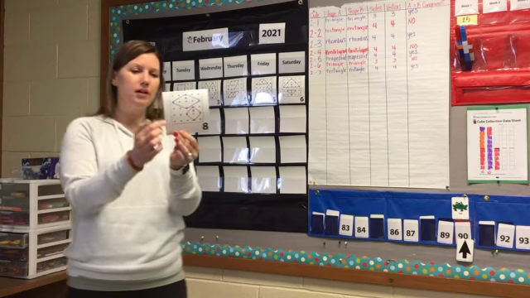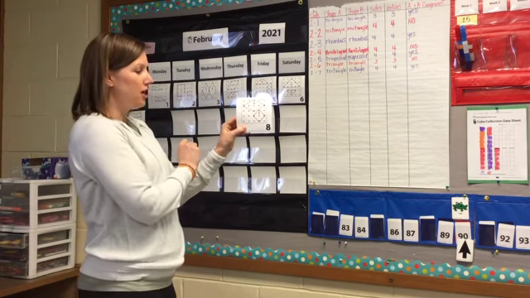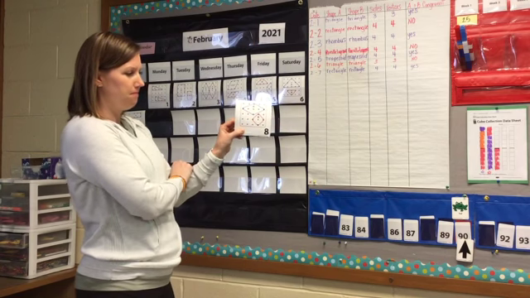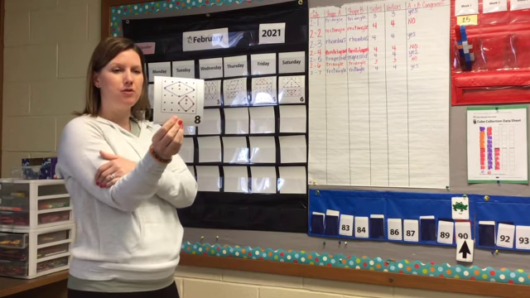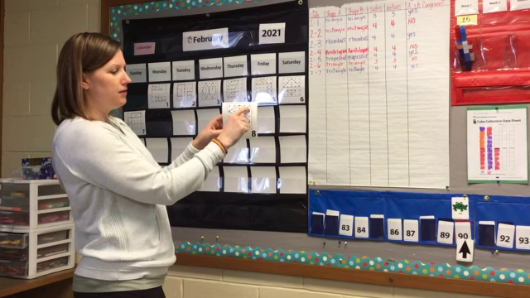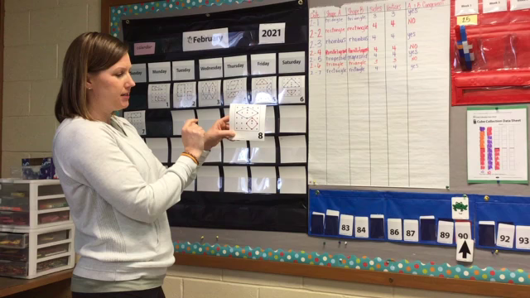So let's take a look at our geo board and look at our shapes. We have shape A and shape B. Shape A and shape B look very similar, don't they? They both have 1, 2, 3, 4 sides.